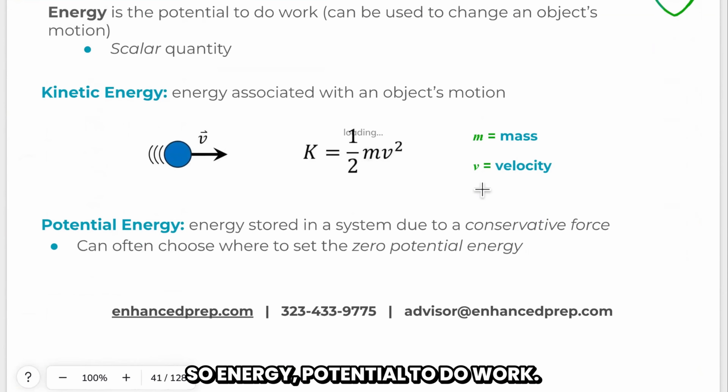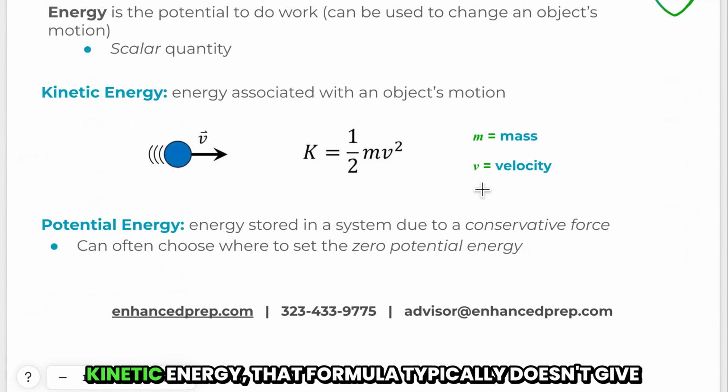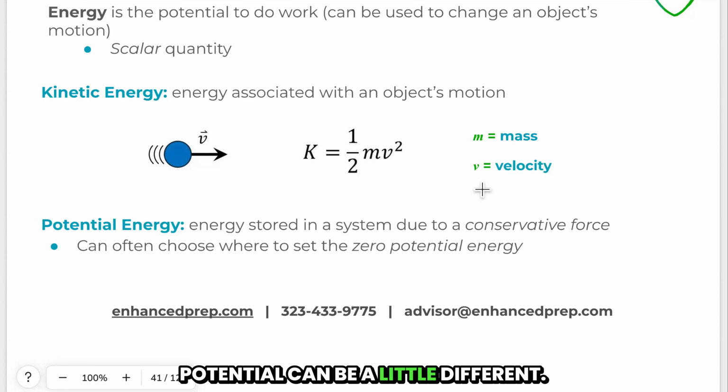So energy, potential to do work. That can be used to change an object's motion. Kinetic energy, that formula typically doesn't give students much trouble. Mass and velocity, I just need to know those two things. Potential can be a little different.